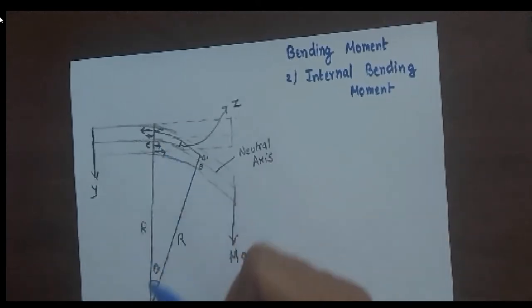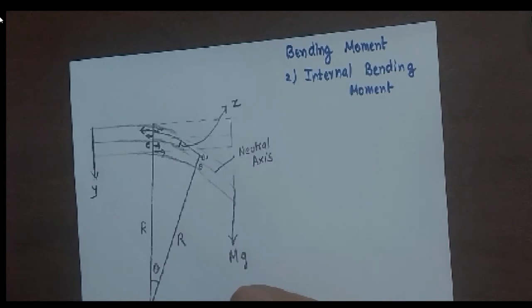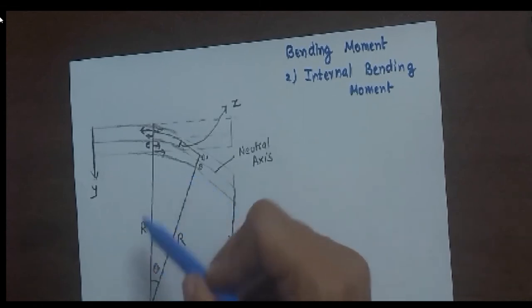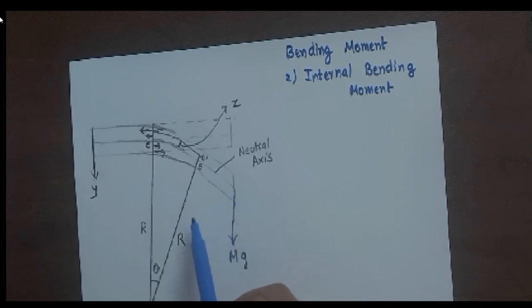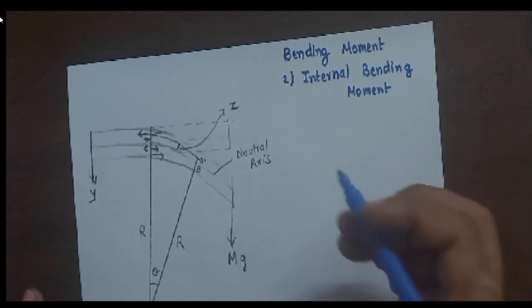And C is the center, and from here this is the O. We consider the radius of curvature of the neutral axis. This middle axis is the neutral axis, and R is the radius of curvature. We will consider theta. O is the center.